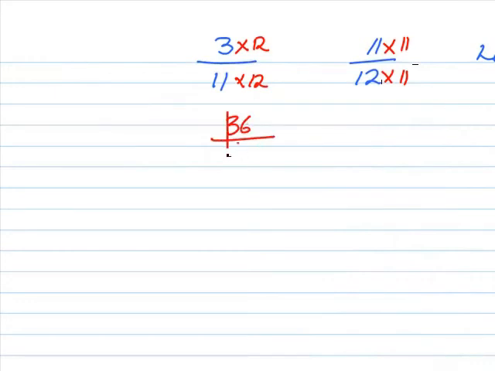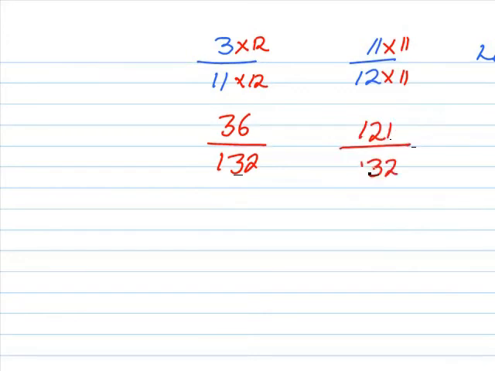36 over 132. And in this case, I have 11 times 11, which is 121 over 132. So which numerator is bigger? This one is bigger. Therefore, this fraction is simply bigger.